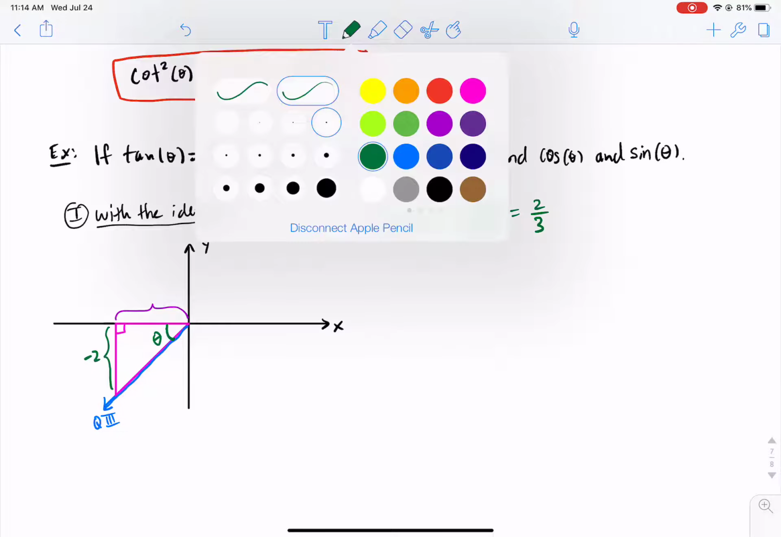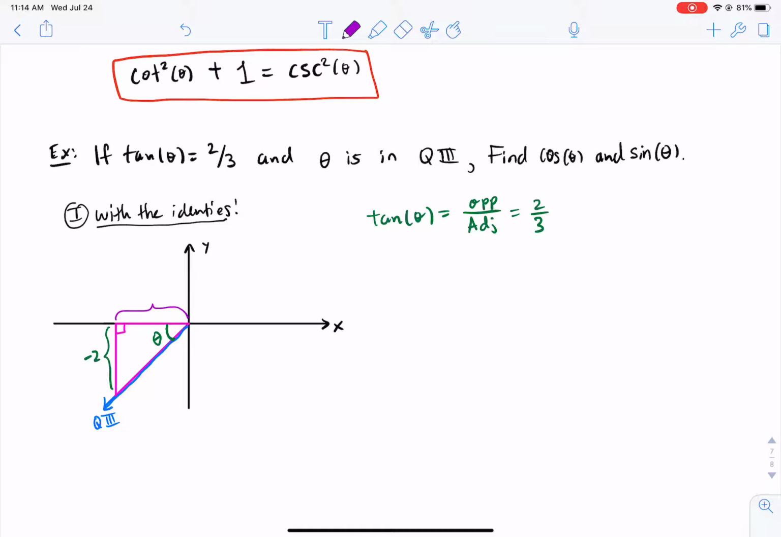Then why is it a positive 2 over 3? Because what about the other side? It's -3, since it's also in the negative x. So the negatives will cancel out. In reality, it's in quadrant 3, so they're both negatives. Now, what will be the hypotenuse of this triangle? Square root of 13. Is it clear how we find the hypotenuse? Pythagorean theorem. This is going to be the square root of (-2) squared plus (-3) squared, so the square root of 13. Perfect.